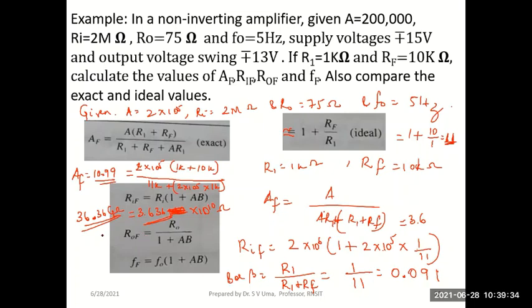ROF. RO is given as 75 ohms. So 75 divided by, how much is 1 plus A beta? 1 plus A beta also. 4.12 milli. Milli. Yes, ma'am. 4.12 milli ohms. I hope you got an idea by what extent the output impedance is reduced.